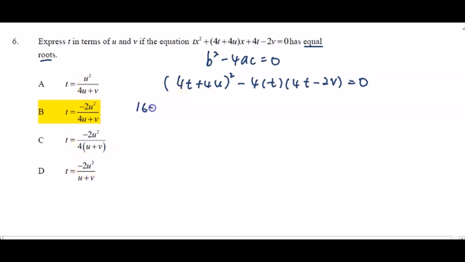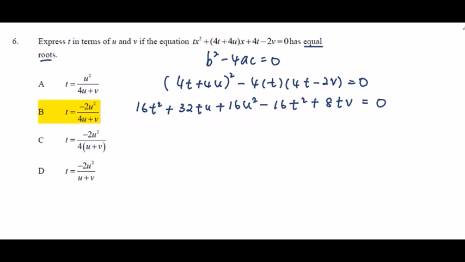All right. So expand this. You get 16t squared plus 16 multiplied by 2 is 32tu, okay, plus 16u squared minus 16t squared plus that will be 8tv. Let me check. All right, equals 0. So here I'm going to eliminate the 16t squared minus 16t squared. That will be 0. And here we have two terms containing the t. That will be 32tu and 8tv.